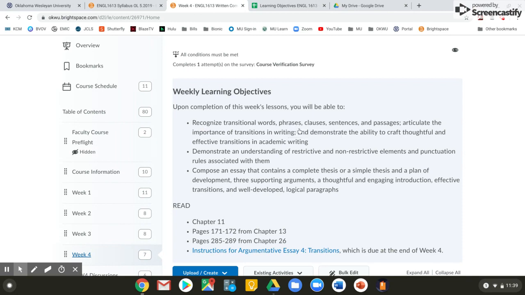Recognizing transitional words and phrases to help you with your writing and show the connections between your thoughts. You'll also demonstrate an understanding of restrictive and non-restrictive elements, and this is building off of what we did last week with clauses in week three. And then you'll also compose a paper that shows you understand how to use both of these elements.